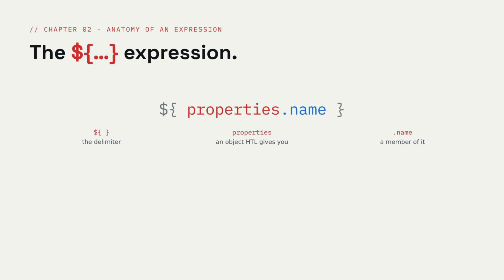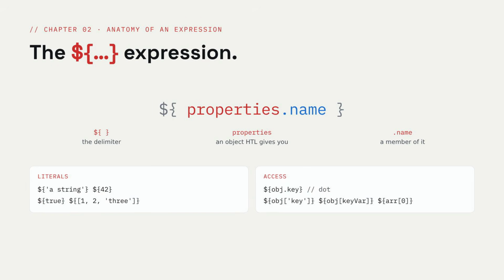Here is the shape, a $ sign, then curly braces with an expression inside. HTL works out what the expression means and writes the result onto the page in place of the whole thing. What can go inside? A plain value, text in quotes, a number, true or false, or a list in square brackets, or the name of an object HTL gives you and you reach into it, usually with a dot, properties.name. You can also use square brackets with a key in quotes or with a variable or with a number to pick an item from a list, different ways to say the same thing.